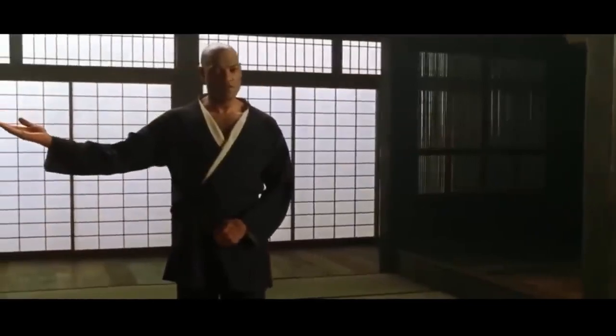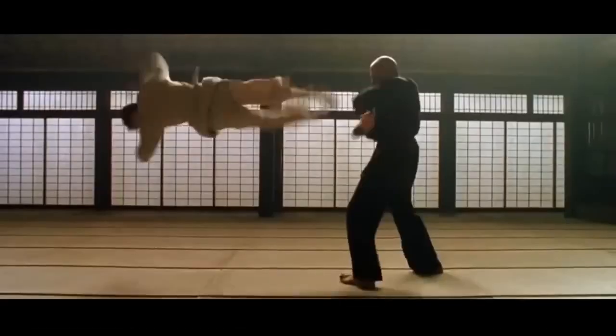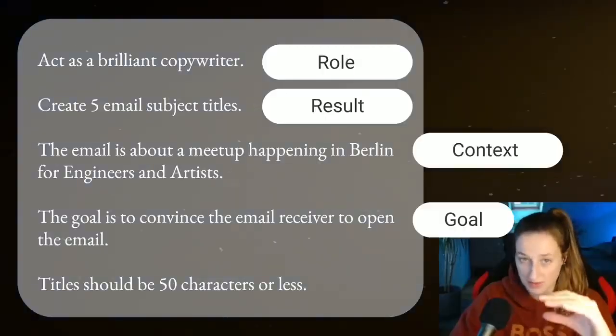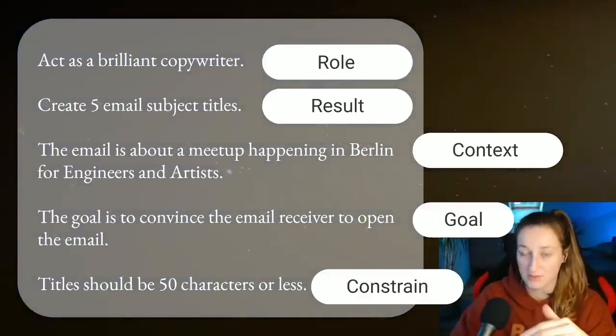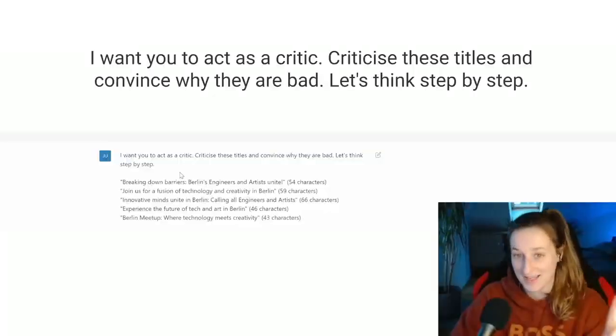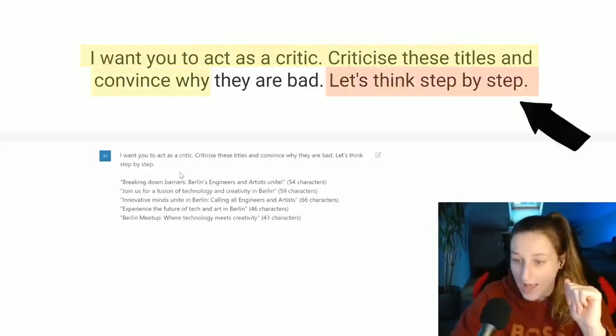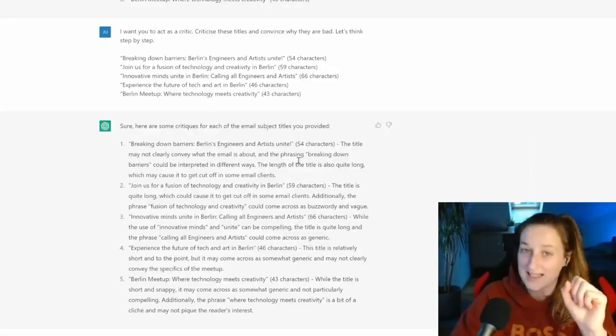Now it's time to share with you the Criticise Me Method. Having a personal AI assistant provide you with ideas is great, but this method allows you to challenge those ideas and tells AI to criticize itself. First part is to provide input and instructions, and whenever you get a result from ChatGPT, now it's criticize mode. So we ask, I want you to act as a critic, criticize these titles and convince me why they are bad. It will start criticizing its own titles.